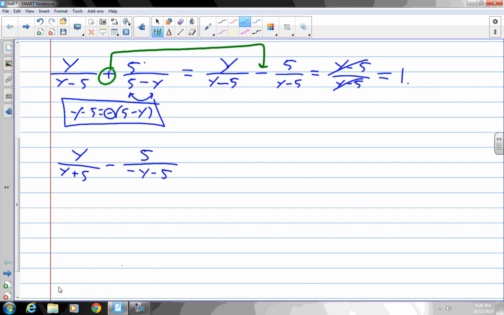Yeah, but then I'm changing the problem, right? I shouldn't be multiplying, but I can definitely factor the negative out, right? If I factor the negative, it becomes negative times y plus 5. So this is just basic factoring. Do you agree with that? If I pull out a negative?